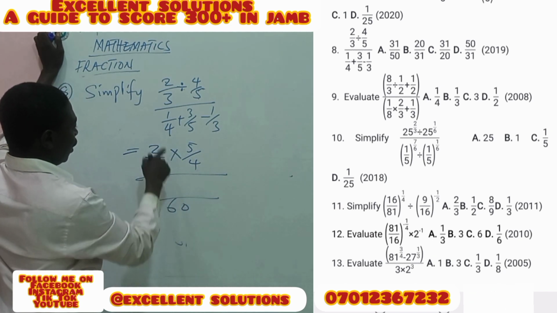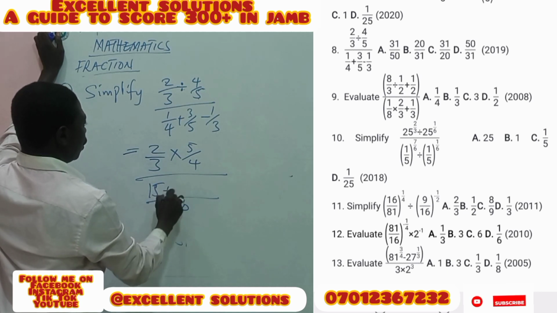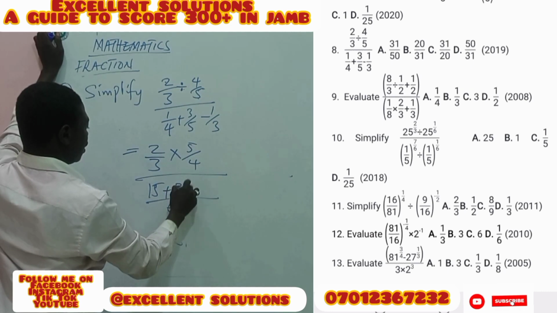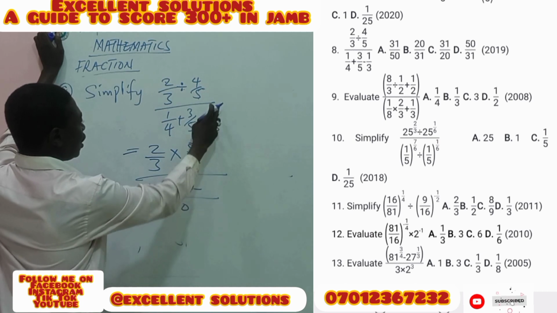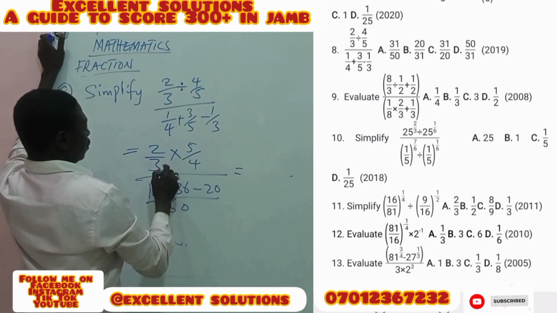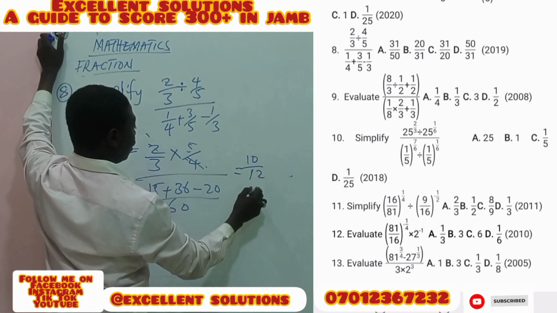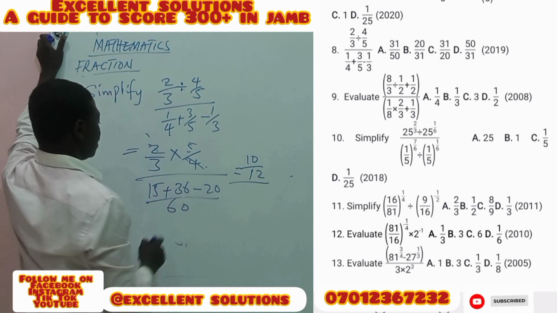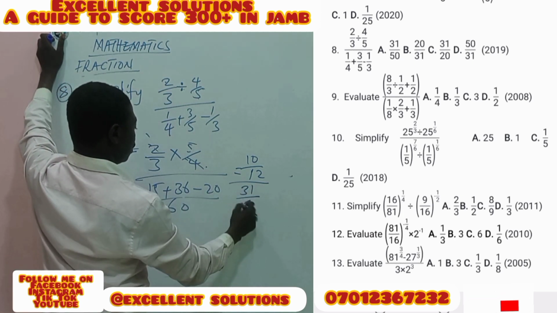Have 60 divided by 4, we have 15 times 1, we now have 15 here, plus 15 divided by 5, we have 12, 12 times 3, we have 36, then minus 60 divided by 3, we have 20 times 1, we have 20. So this now becomes 2 times 5, we have 10, over 3 times 4, we have 12, all upon 15 plus 36, we have 51, then minus 20, we have 31 upon 60.